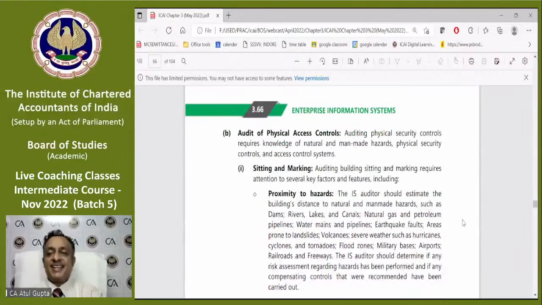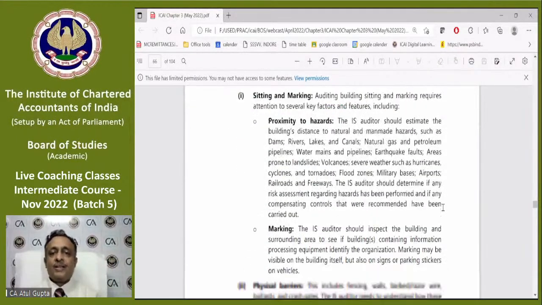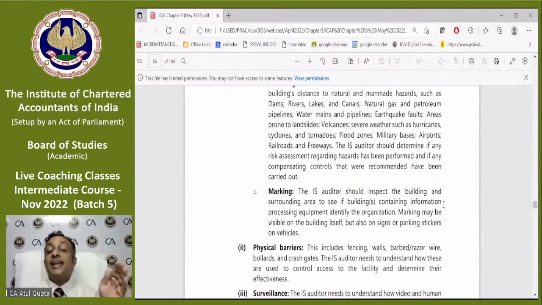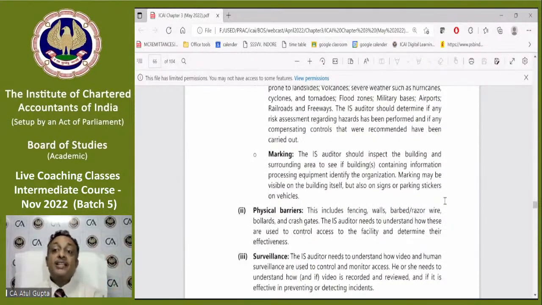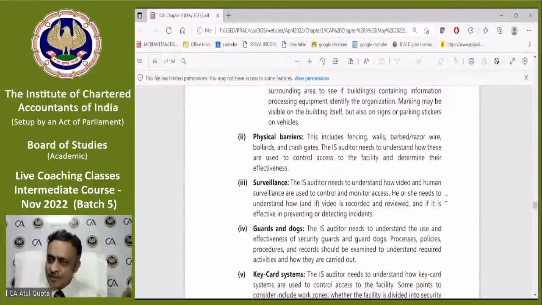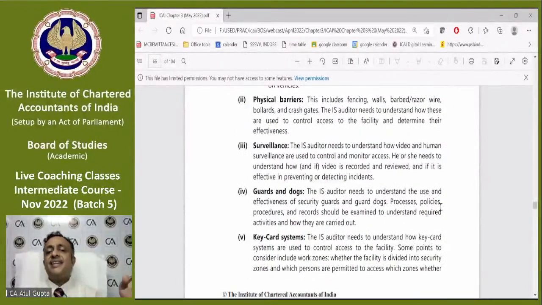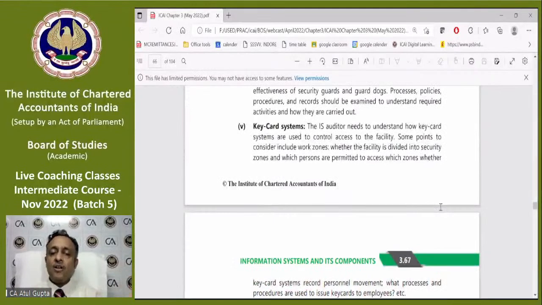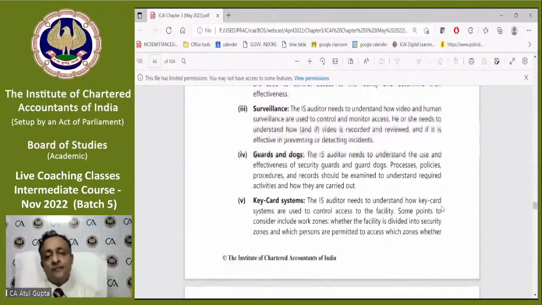Audit of physical access. Now, having done that, now you're auditing. So this includes sitting and marking, seeing whether things are properly done or not. Then physical barriers, whether walls are properly there, fireproof walls if needed are there or not. Surveillance, whether CCTV surveillance is there, guards and dogs if needed are there, and entry is based on key card system or not. So that is what you do for physical access control.